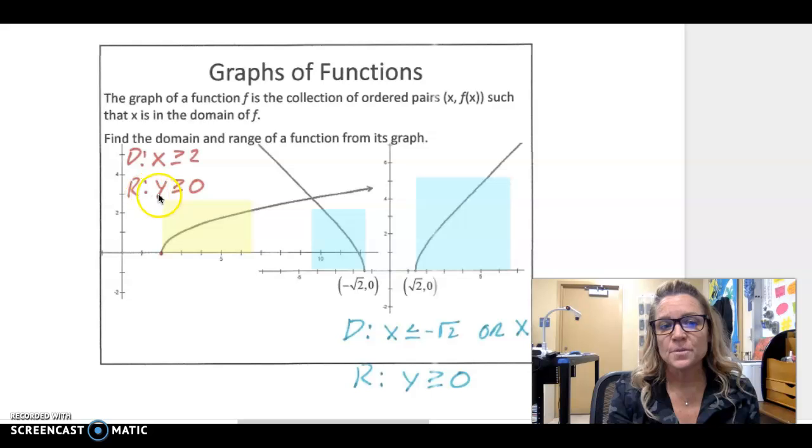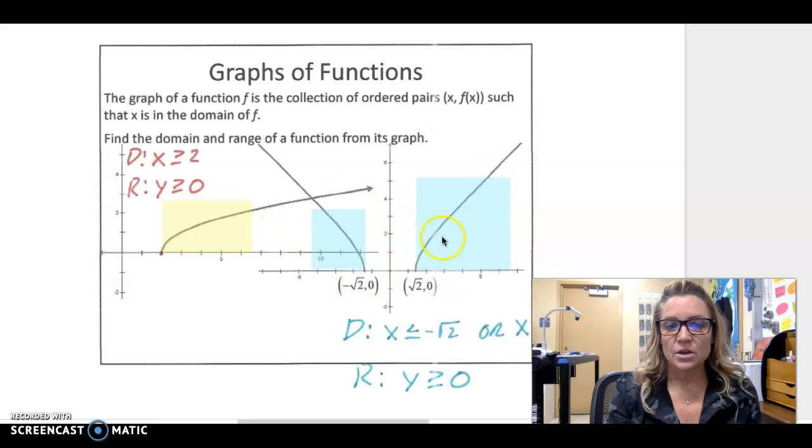The range is for all the numbers y greater than or equal to 0. So here's the y-axis. It starts at 0 and goes up. That point is filled in. So it's everything 0 and greater for that one.